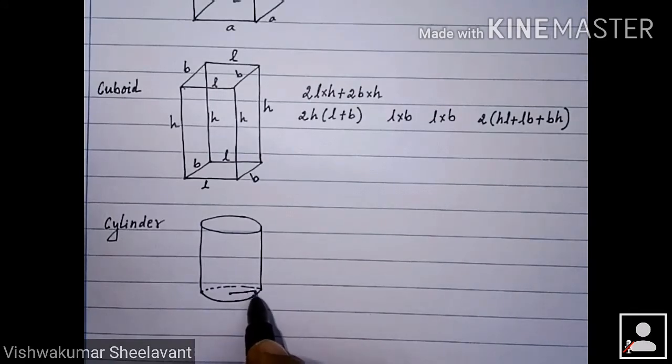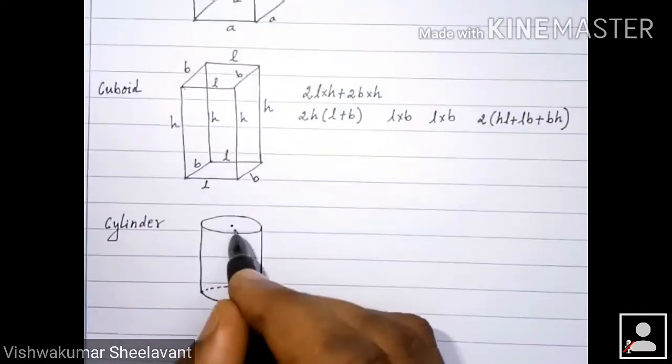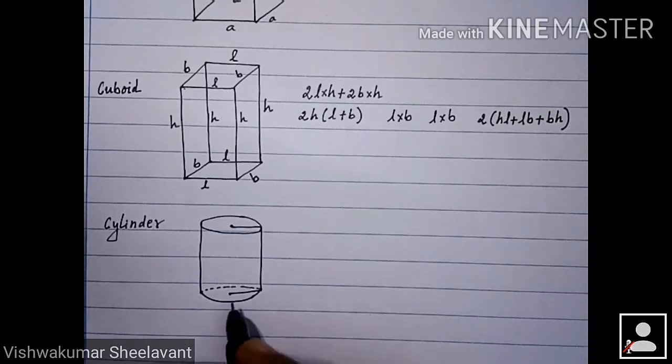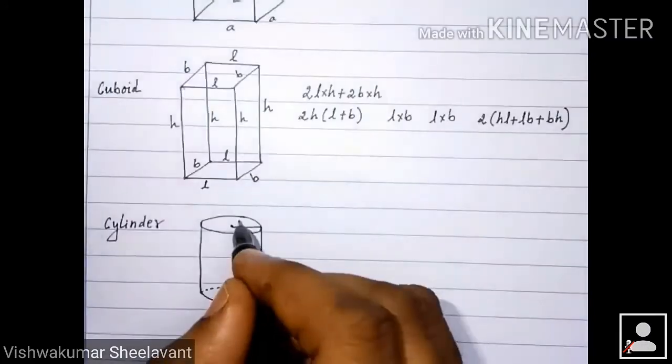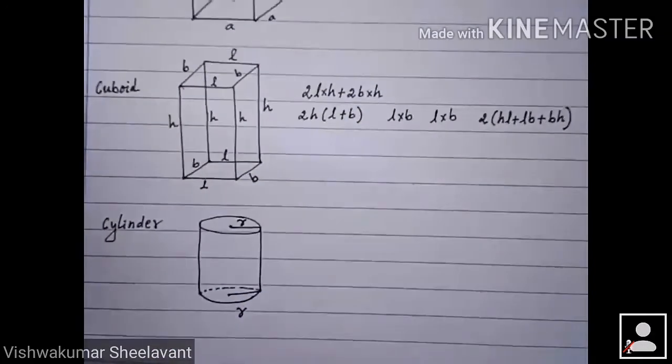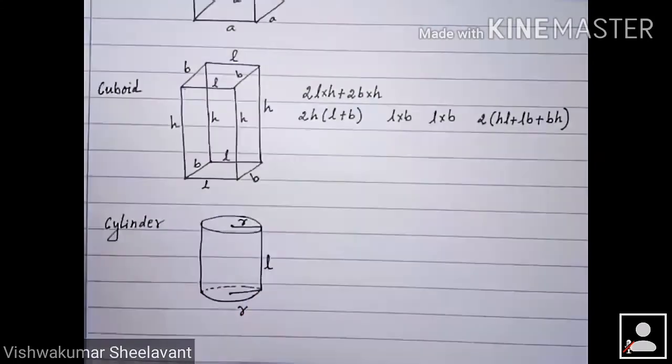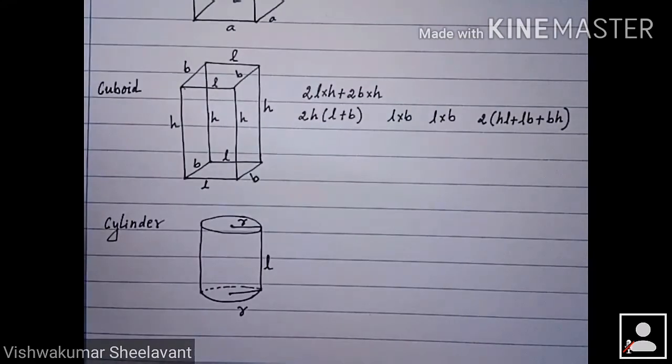Base and the top will be circular plates, and they will be having, say, radius r. The height of the cylinder or length of the cylinder, we take L or H, anything. Okay.